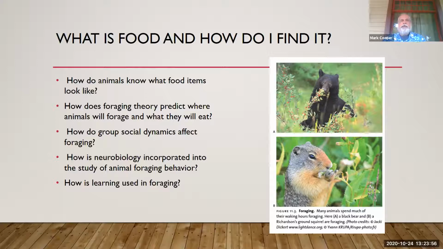There are lots of questions that are asked. How do animals know what food items look like? We'll start with that and talk about the theory. And how does foraging theory predict where animals will forage and how they will eat? And how do group social dynamics affect foraging? We're going to look at the neurobiology and we're going to look at learning. I decided to give you maybe one or two examples of each of these, to kind of get the idea across.